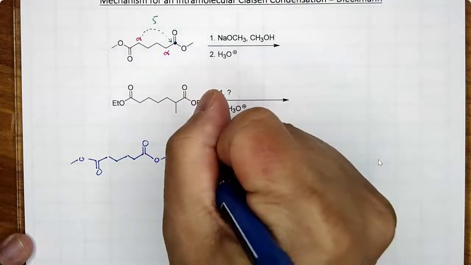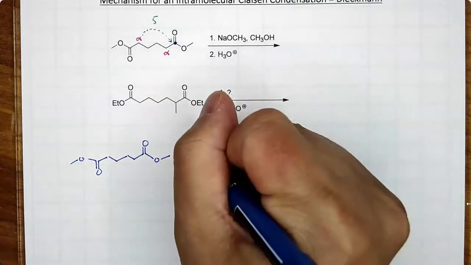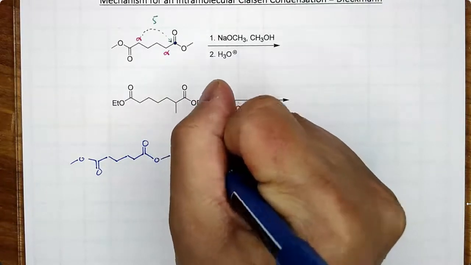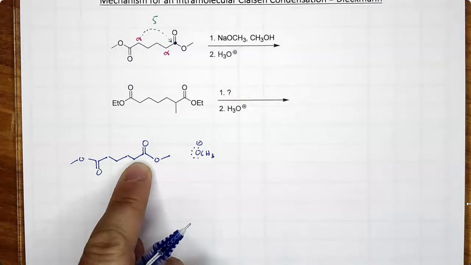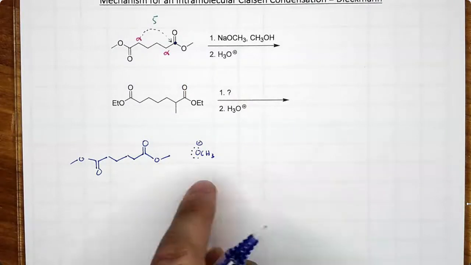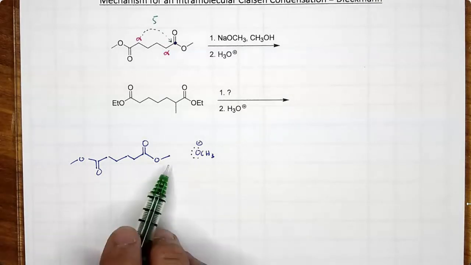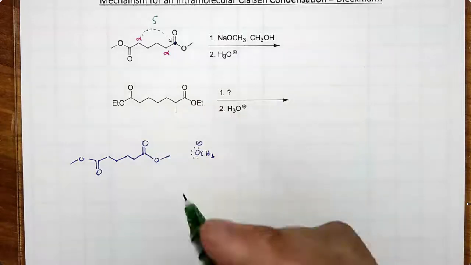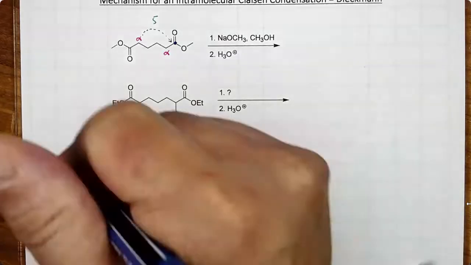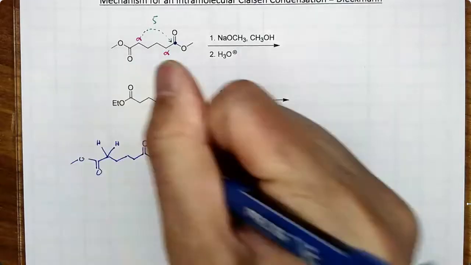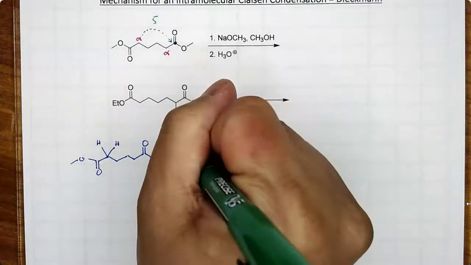Our base matches the alkoxy group, just in case we get exchange, transesterification. If we do that transesterification, it doesn't matter. We replace the methoxy group with another methoxy. But anyway, I did say we're going to use this alpha carbon on the left, so let's deprotonate that carbon.